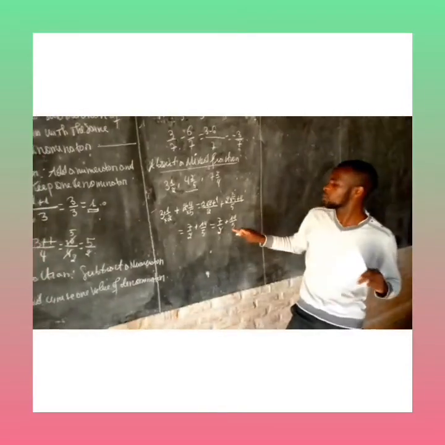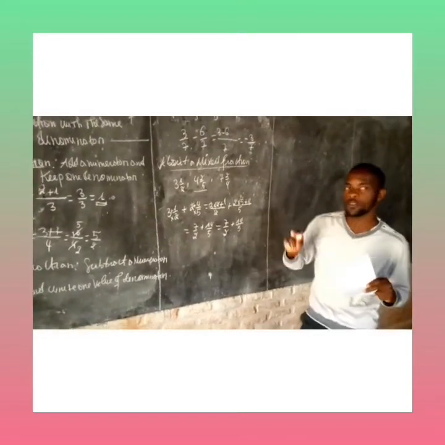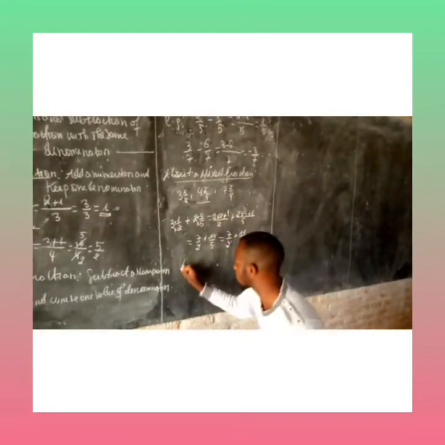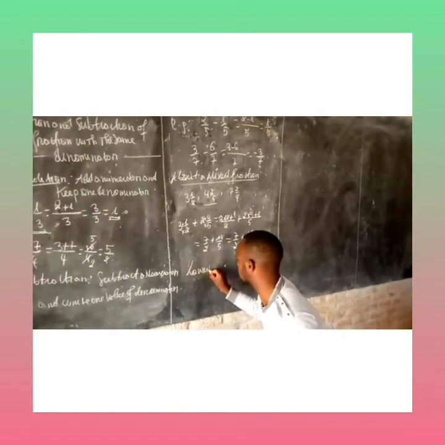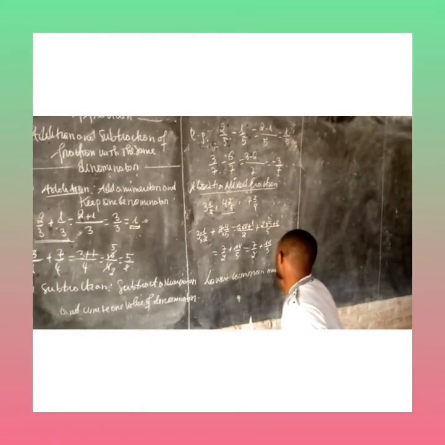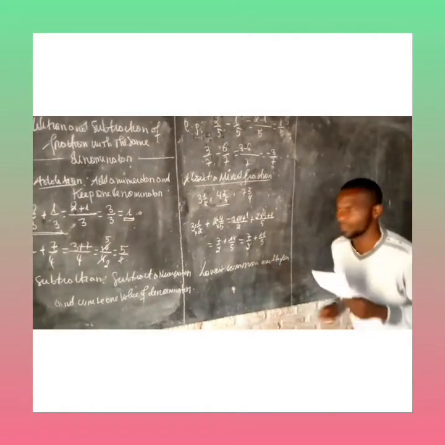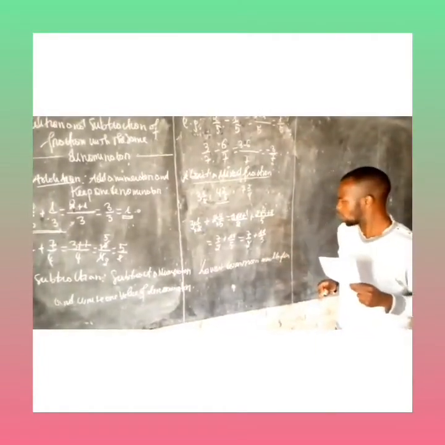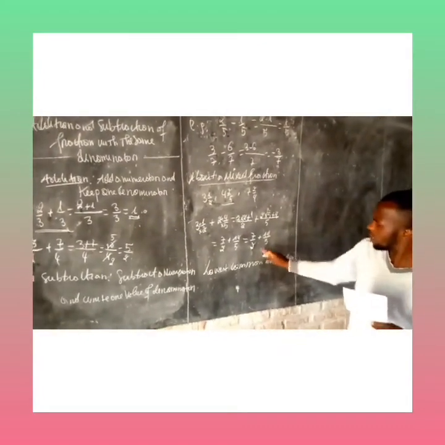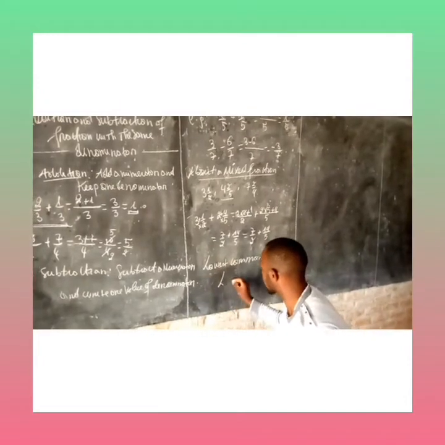This means that if the denominator of the first fraction is different from the other fraction, first of all, you have to find the lowest common multiple. So what do you call a lowest common multiple? A lowest common multiple is a value which can be divided by the given denominators. The abbreviation is LCM.